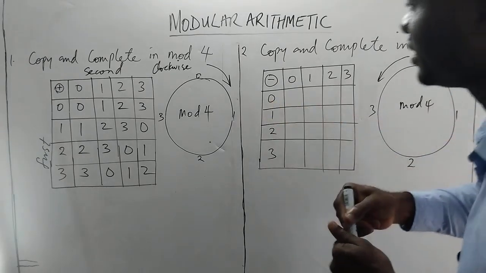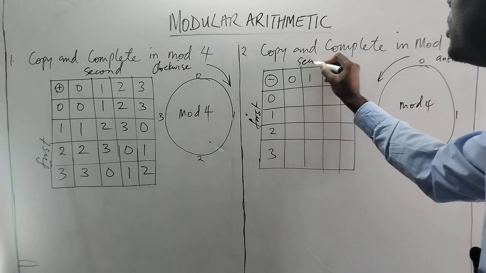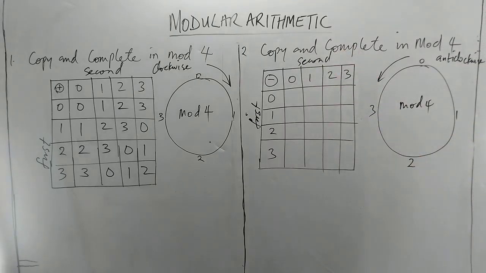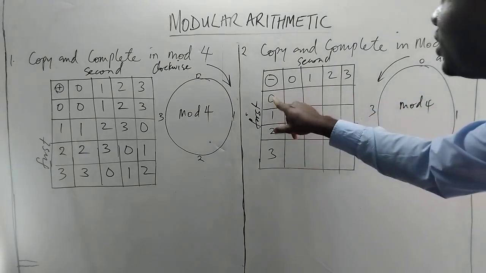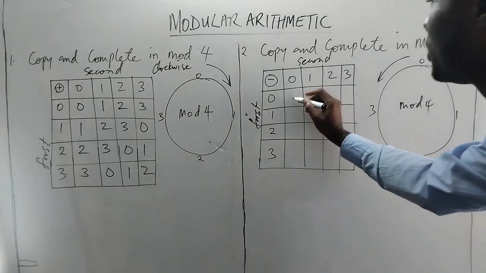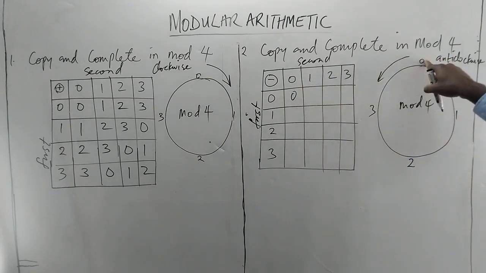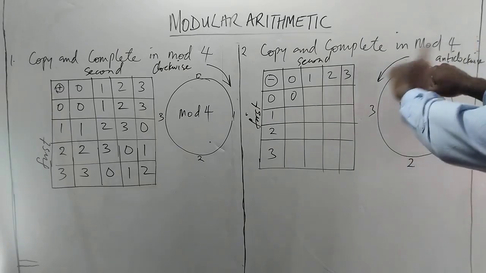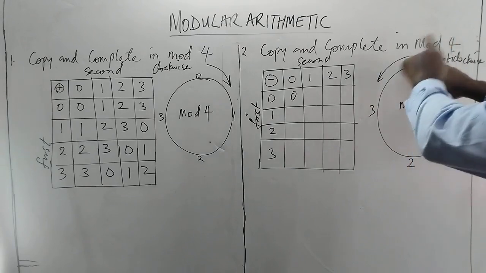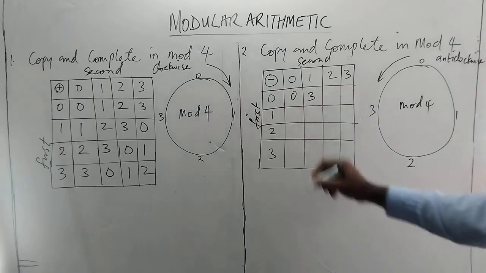So the first is still the starting point, while the second is still the number of movements you make. 0 minus 0 means you are starting from 0 and you're not going anywhere. So it will still be 0. 0 minus 1 means you are at 0 and you are going to move once. But remember, the movement is anti-clockwise. So if you move anti-clockwise once, you land at 3.